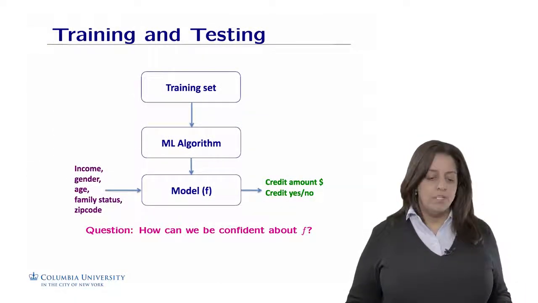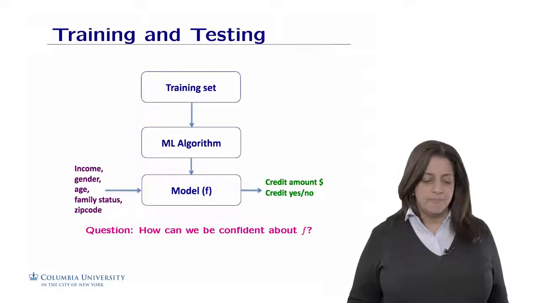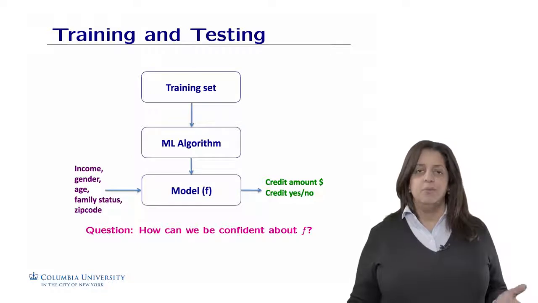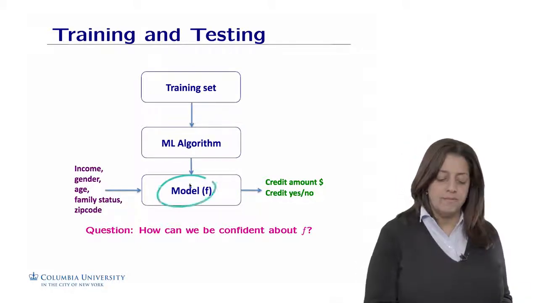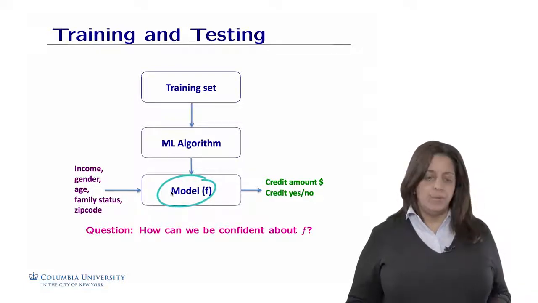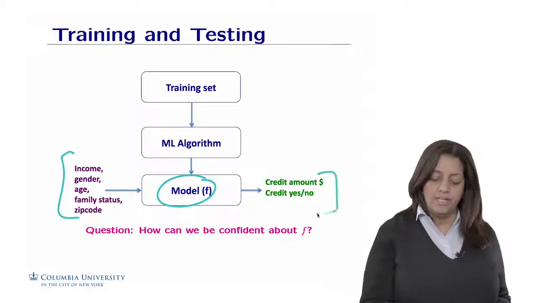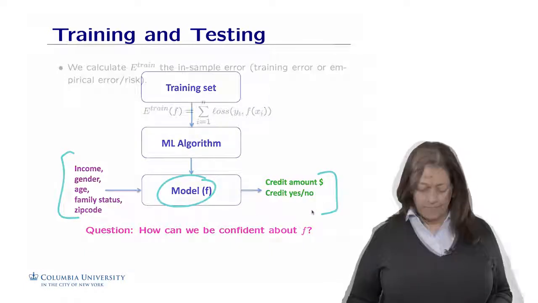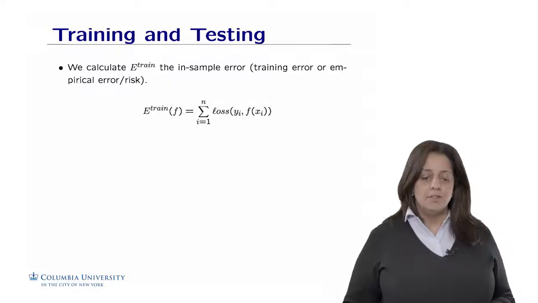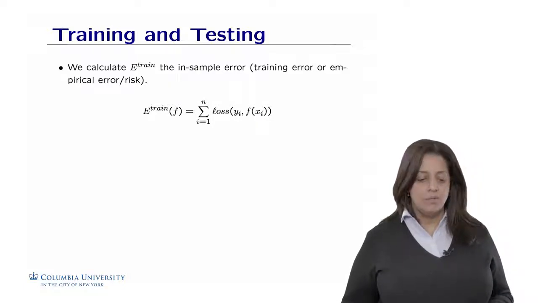Let's go back to our training and testing process. So we said that we have a training set. We deploy some machine learning methods. We have seen KNN as an example. We build some model, right? And given this model, we can make a prediction. You have some input and you can get some output. Now, how can we be confident that this model F is good enough? We calculate some kinds of errors to be able to assess whether our model is good or not.